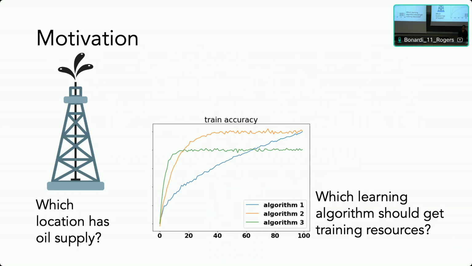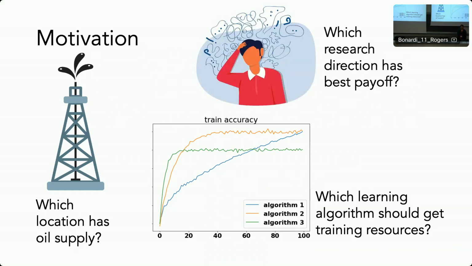So let's first motivate this problem. Maybe there's some resource that you're searching for and you know it's in one of K locations and you want to try to find it as effectively as possible. Maybe slightly more relevantly to those of us in this room, we're training learning algorithms and they improve at different rates and they have different final training accuracies. And you want to decide which learning algorithm should get training resources. Or maybe you're like me and you've worked a little bit on this and a little bit on that and you're wondering which research direction has the best payoff.